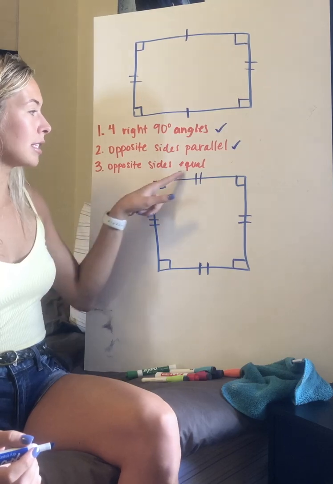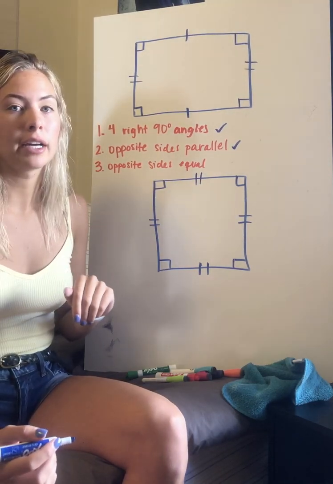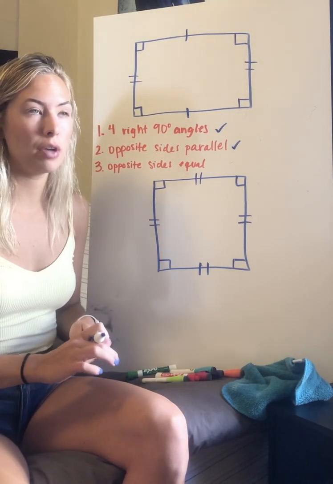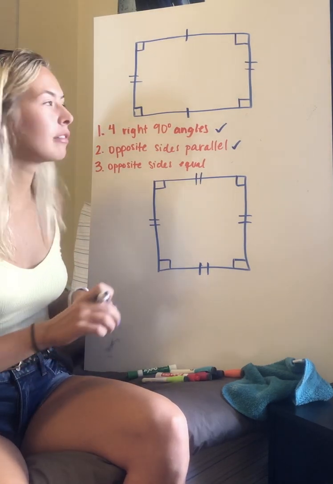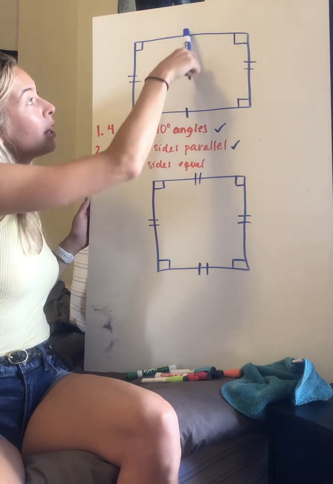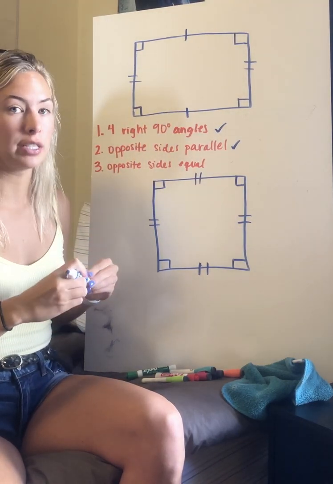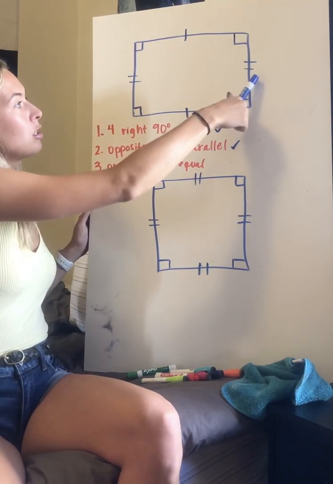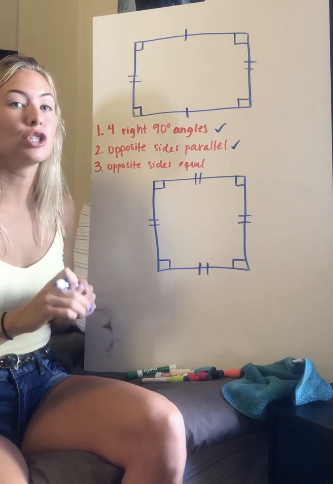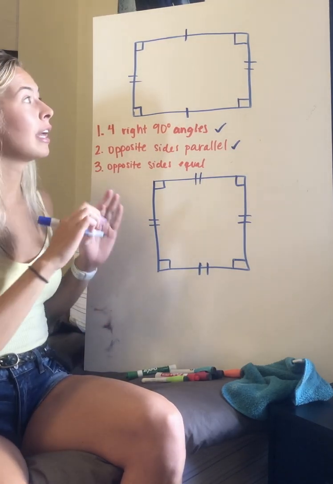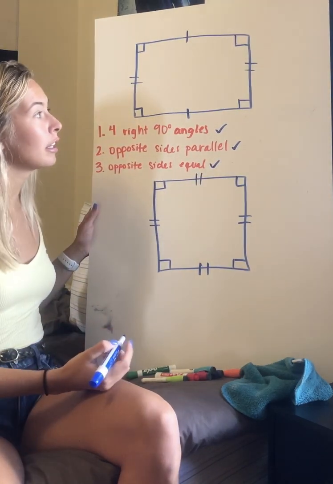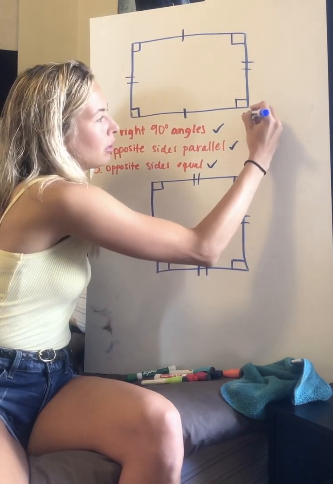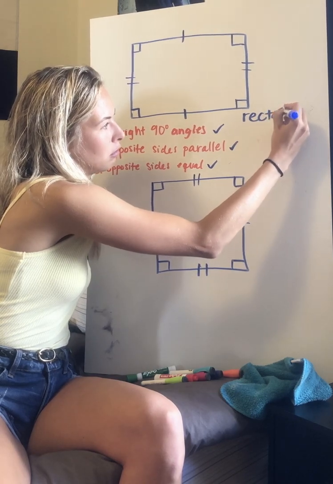Number three, opposite sides equal. So like I said earlier, the tick marks are what you use to show the measurement of a side. So these two have one tick mark, that means that those are the same length. Whereas these two sides have two tick marks, which means those are the same length, but they are different from these two. So that means that the opposite sides are equal, which means that this first figure is a rectangle.